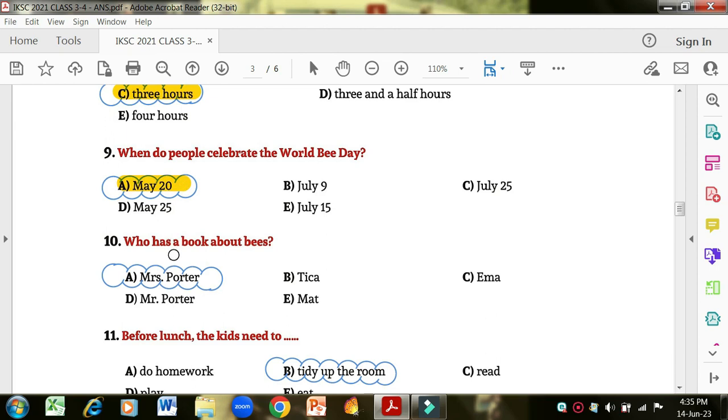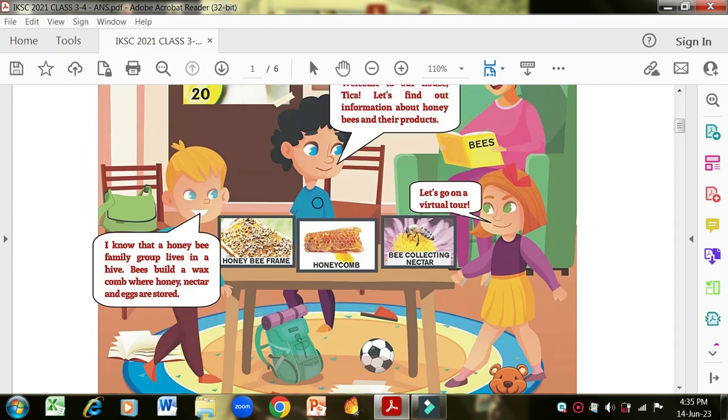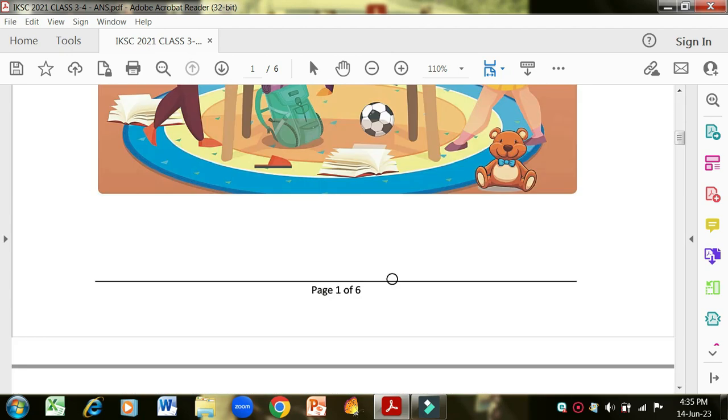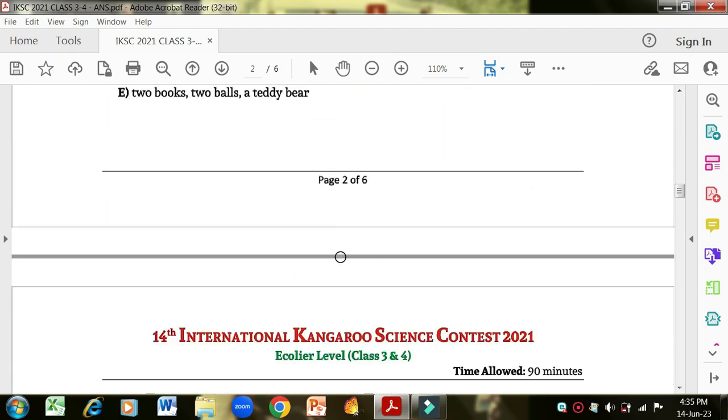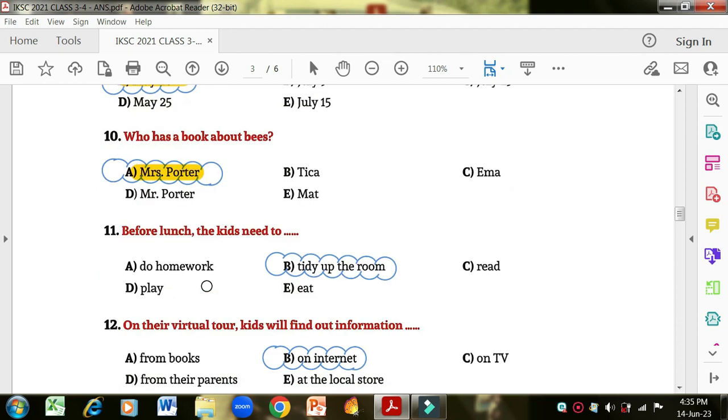Who has a book about bees? So you can see here who is reading a book in the picture. The mom is having a book in her hand and she is reading about the bees. So the answer will be Mrs. Potter. Okay, it's not Mr. Potter, it's Mrs. Potter. Tika, Emma, Matt, the children are just talking with each other, and Mrs. Potter is having a book in her hand.